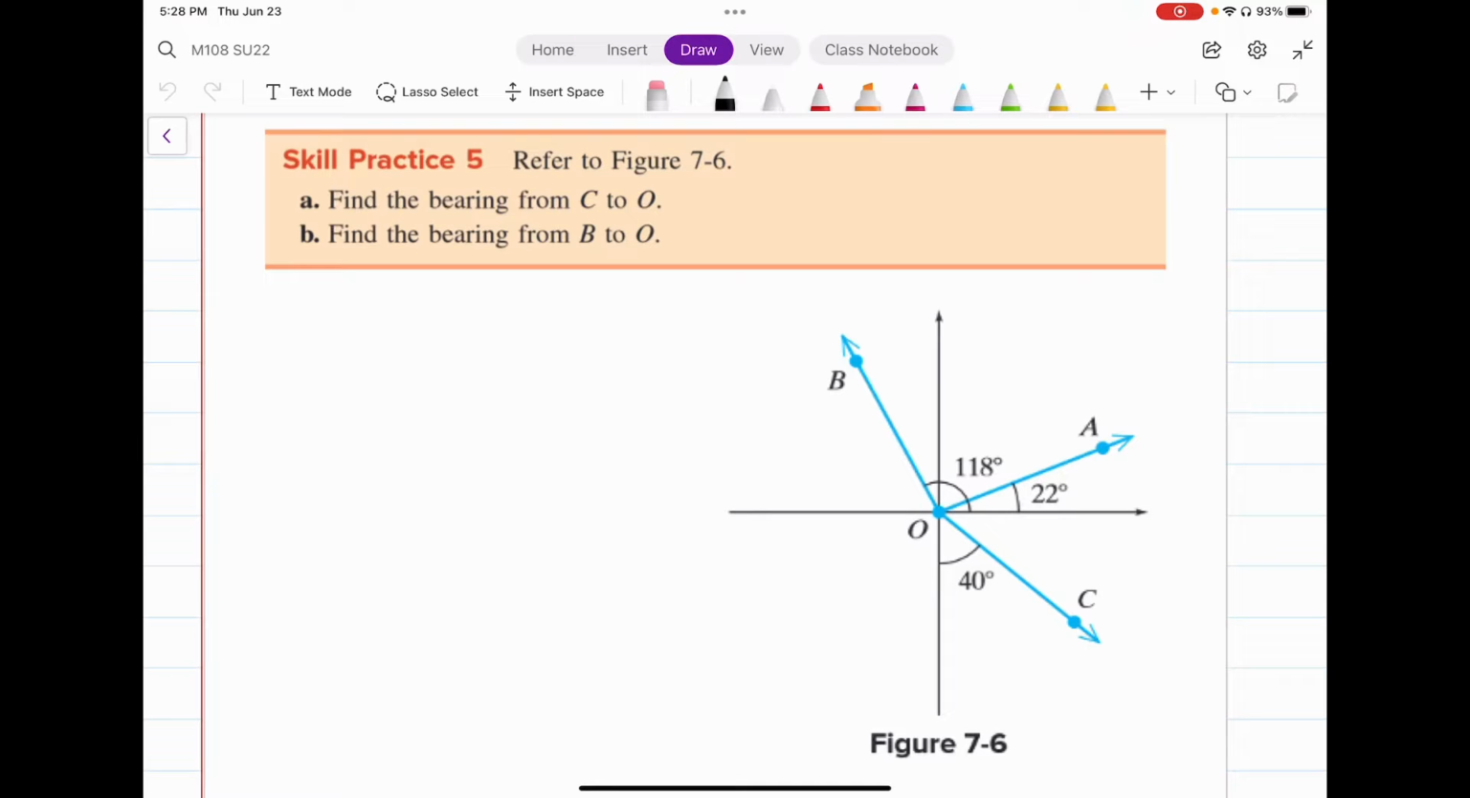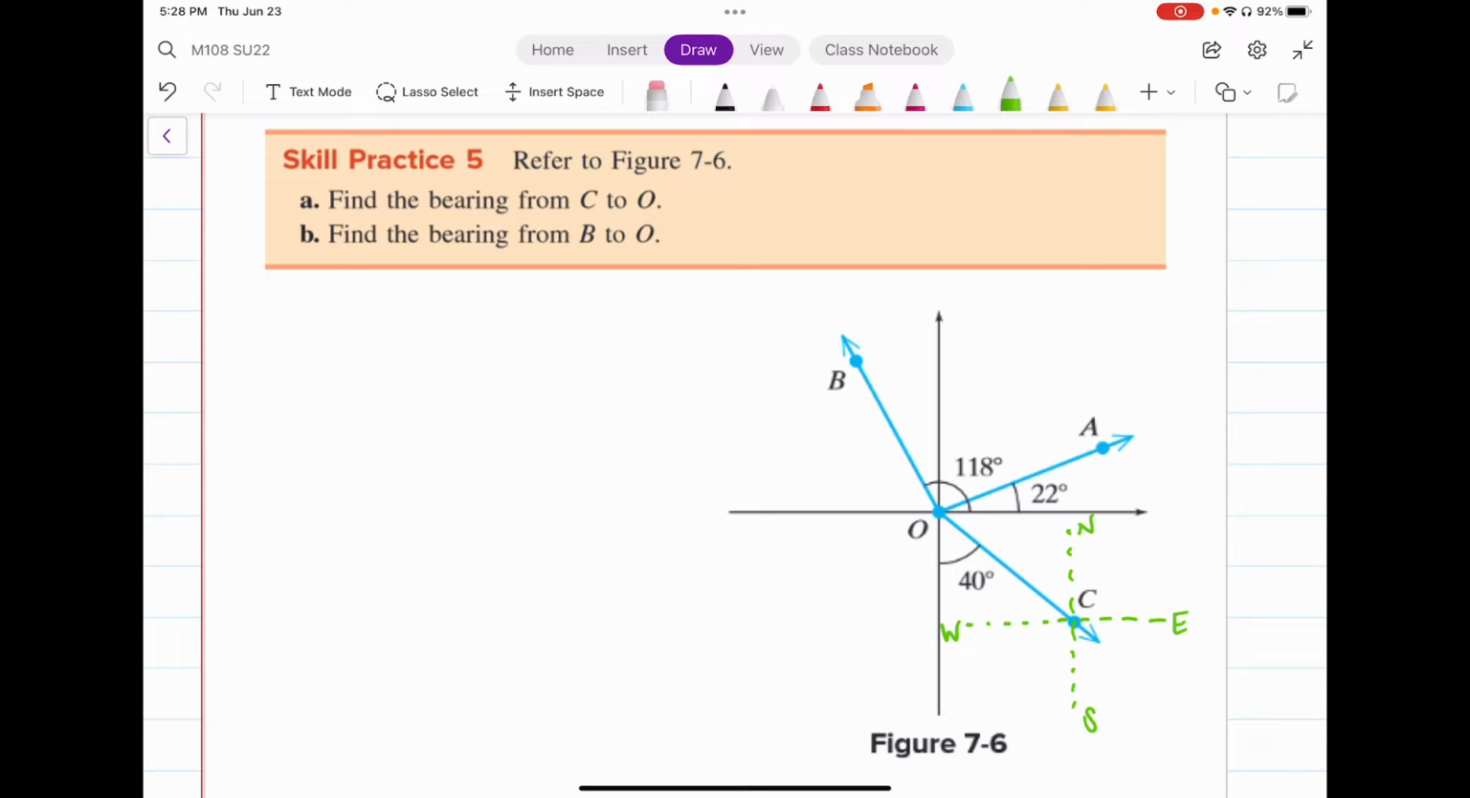For these questions, we are calculating the bearing from a point to the origin. We're not starting at the origin, which means we want to draw coordinate systems at the different points we're talking about. So for part A, we're talking about C to O. So I'm going to draw a coordinate system here.